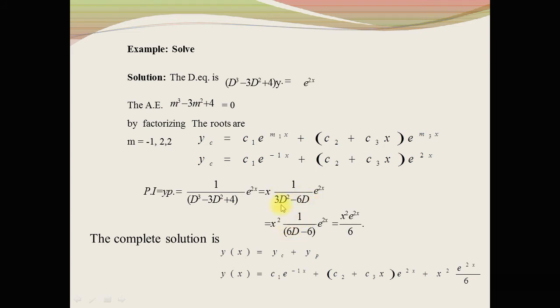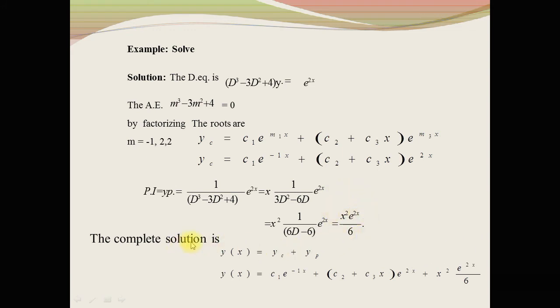Now again taking the derivative of this operator and put here x, so x multiplied by x is equal to x square, and now replace D by this coefficient 2. This is actually the derivative by power rule, 2 times 3 is 6, 6D, and the derivative of D with respect to D is 1, so 6D minus 6. Now replace this D by 2, 2 times 6 is 12, 12 minus 6 is equal to 6. So this is the particular solution, x square e power 2x divided by 6.